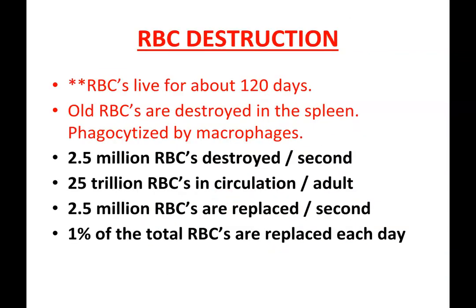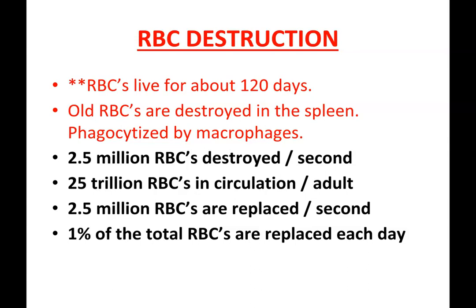Red blood cells live for about 120 days. All red blood cells are destroyed in the spleen. So remember, they are made in the red bone marrow. They take about 4 days to be matured. They're put into circulation. Once in circulation, they live for about 120 days. And as they get older, they become less flexible.